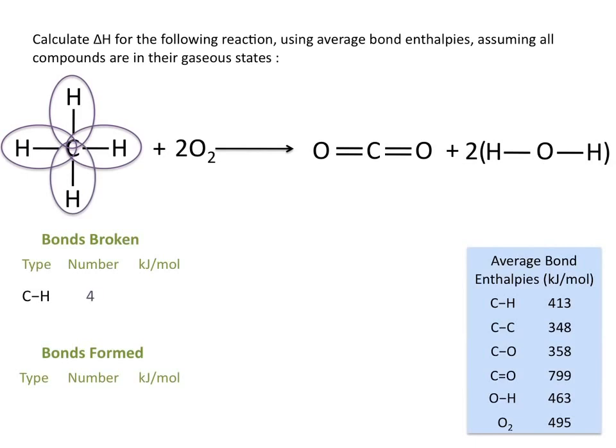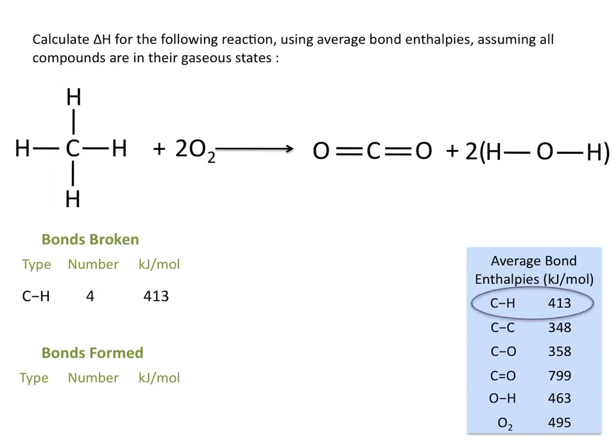When we look on our table of average bond enthalpies, we'll see that to break 1 mole of carbon-hydrogen bonds requires 413 kilojoules. And we multiply this value by the number of moles of these bonds on the reactant side, which is 4. The next type of bond we have is an O2 bond.